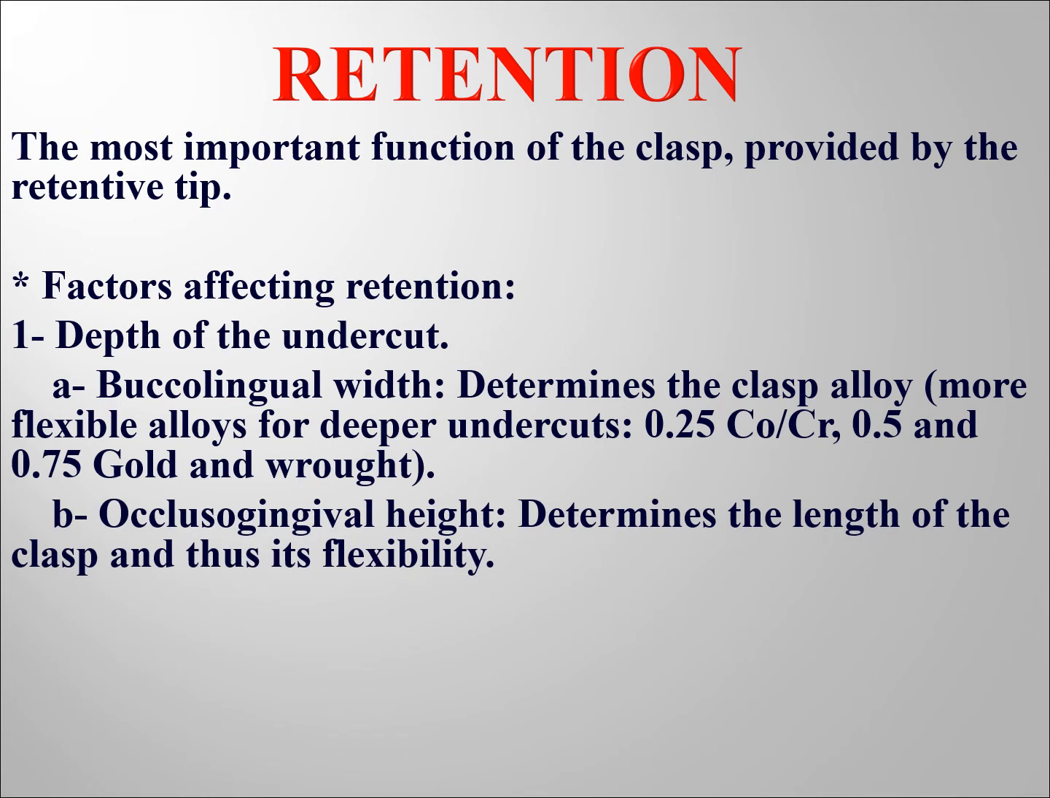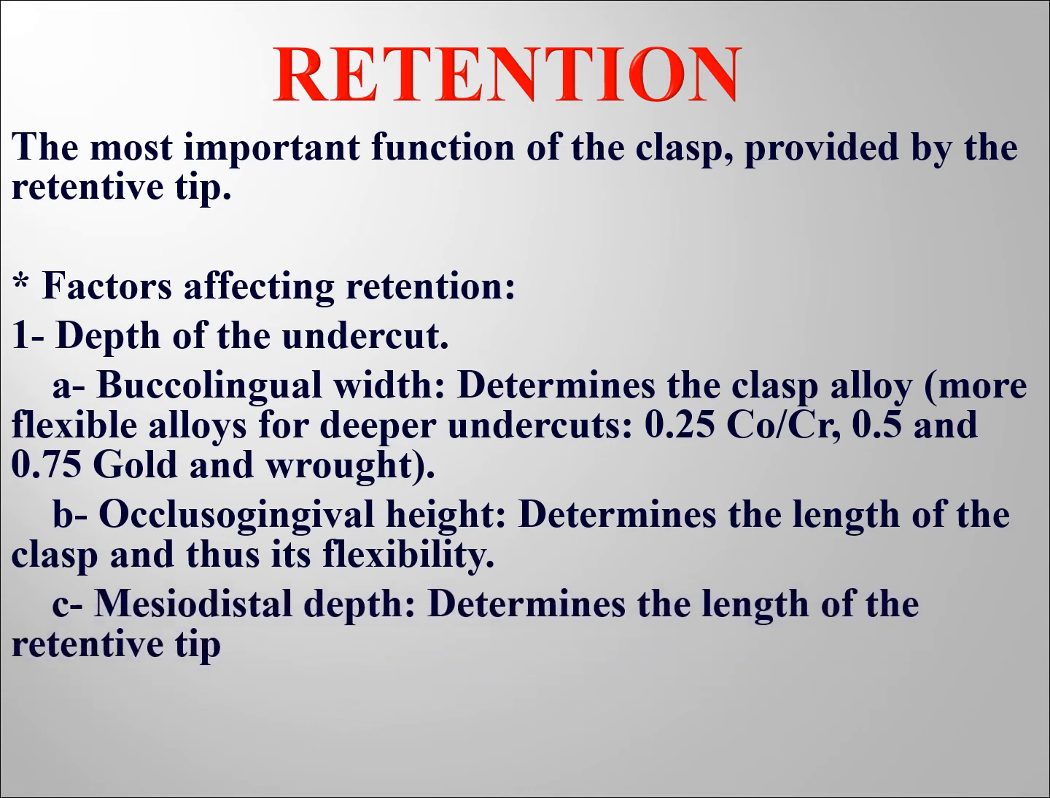Occlusogingival height determines the length of the clasp and thus its flexibility. The longer the clasp, the more flexible it becomes and the less retention provided. Mesiodistal depth also determines the length of the retentive tip, which of course, the longer the retentive tip, the less retention it provides.